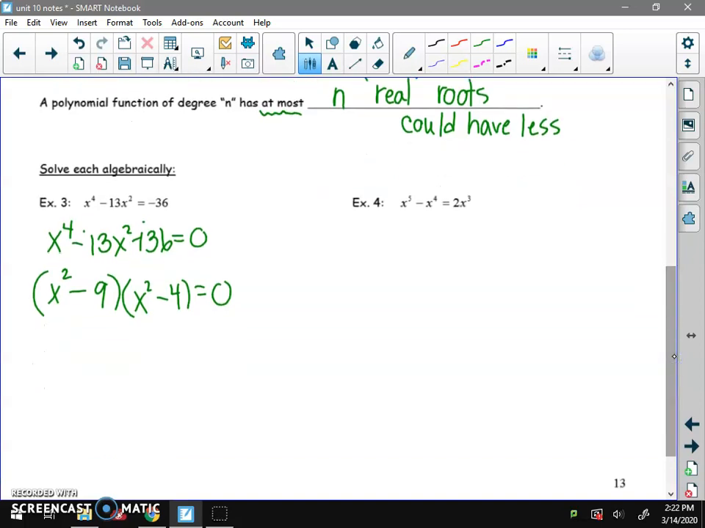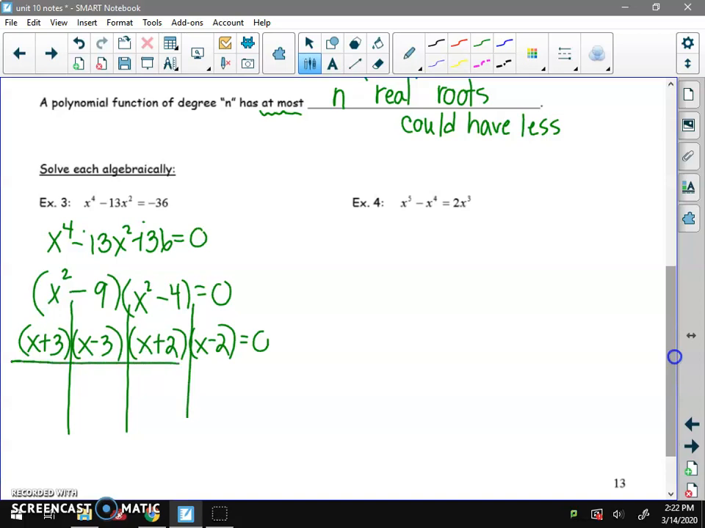Now, what results is 2 factors, but both of those are the difference of 2 perfect squares. X squared minus 9 makes x plus 3 times x minus 3. X squared minus 4 is x plus 2 times x minus 2. And when we go to set these factors equal to 0, we're going to have x equals negative 3, x equals 3, x equals negative 2, and x equals 2. We end up getting 4 real roots. And because each of these only showed up once, the multiplicity of each of these equals 1.